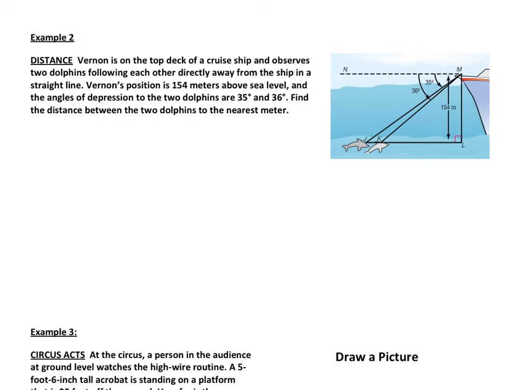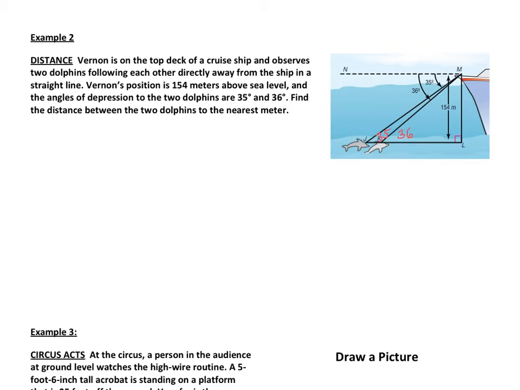Vernon's position is 154 meters above sea level, and the angles of depression from his line of sight down to the 2 dolphins are 35 degrees and 36 degrees. If you look at these angles of depression, I think the easiest thing to do is to think of the alternate interior angle relationships. If we have 36 degrees here, then that's going to be alternate interior to this angle here, 36. And likewise, the 35 will be out here.